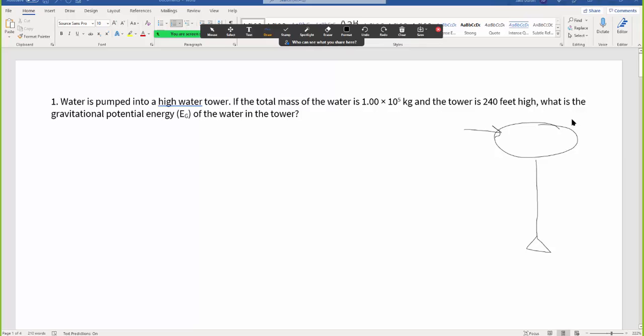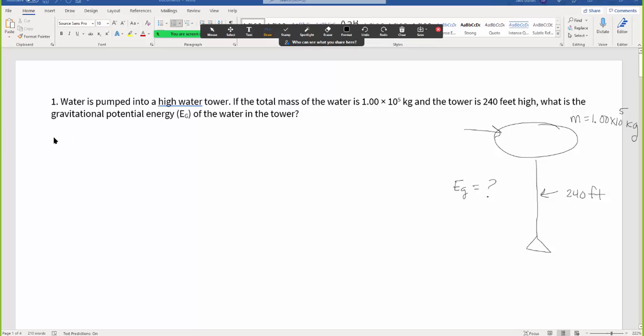The mass of the water is 1.00 times 10 to the 5th kilograms. And then the height of the tower is 240 feet high. And they want us to figure out what is the gravitational potential energy. Okay? So let's write down our knowns.